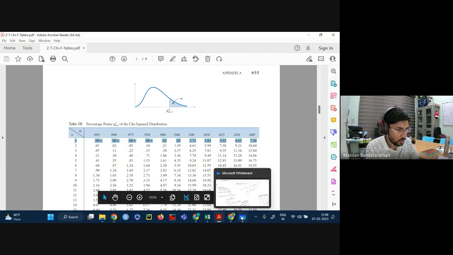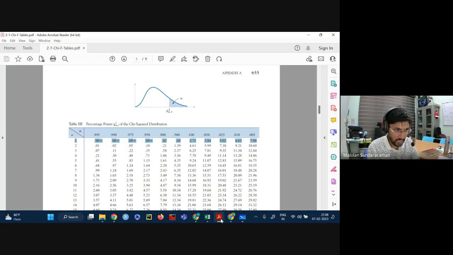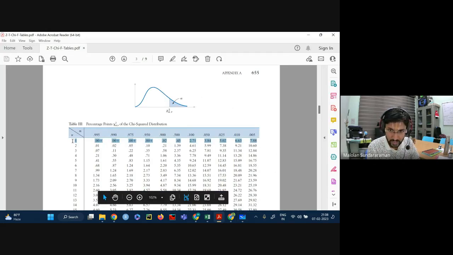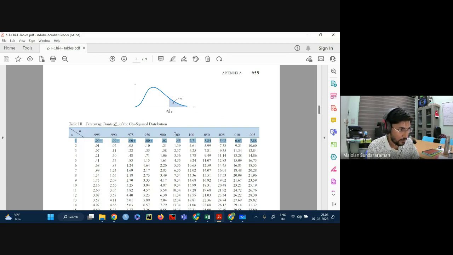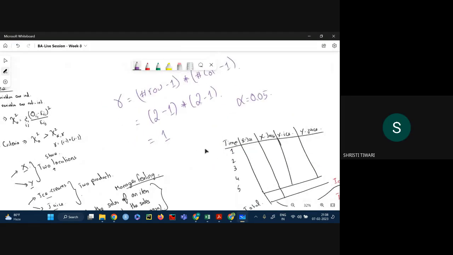In this first row, we have to specify a level of significance, which is our alpha. By default, alpha is always 5%, so that is 0.05. You go to the table at 1 degree of freedom at 0.05. The tabulated value is 3.84.